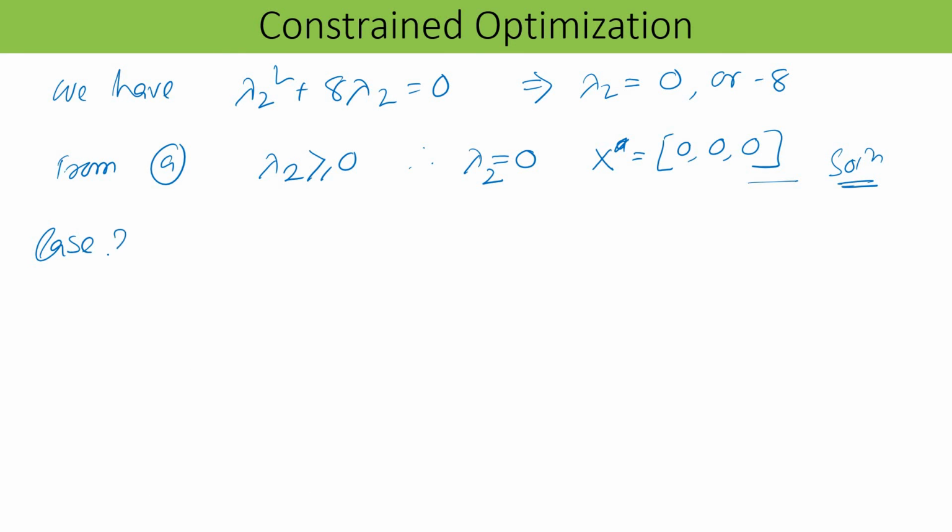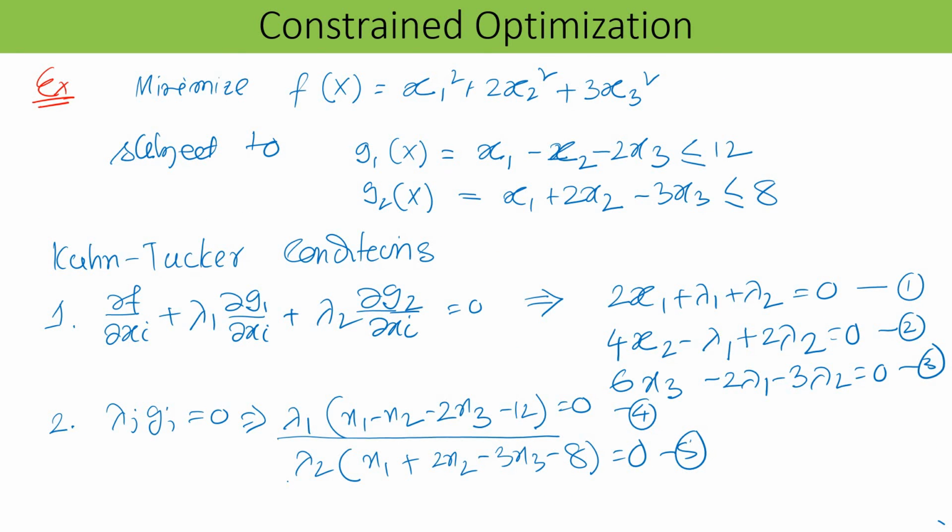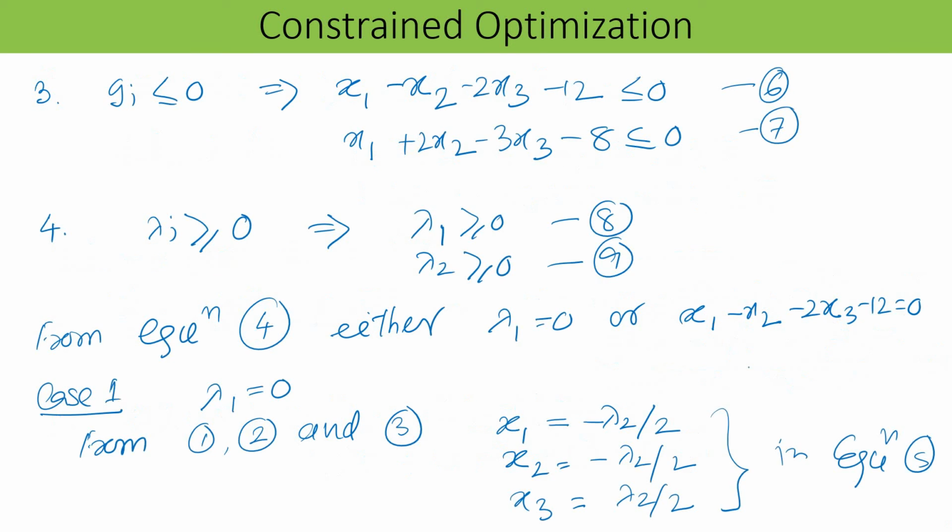Now let us do case 2. Okay, so what is case 2? Case 2 is that x1 minus x2 minus twice x3 minus 12 equal to 0. Now if we apply equations 1, 2 and 3, I can write the values of x1, x2 and x3 in terms of lambda. So x1 is minus lambda 1 minus lambda 2 divided by 2. Similarly, I can write x2 and x3 in terms of lambda.